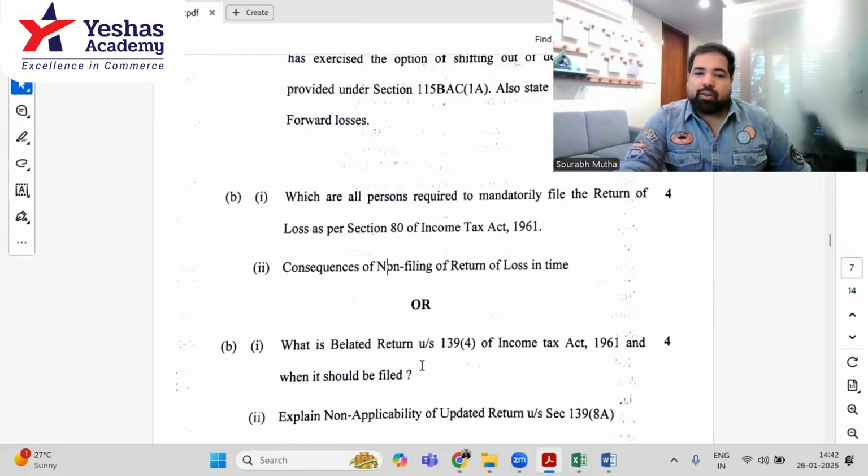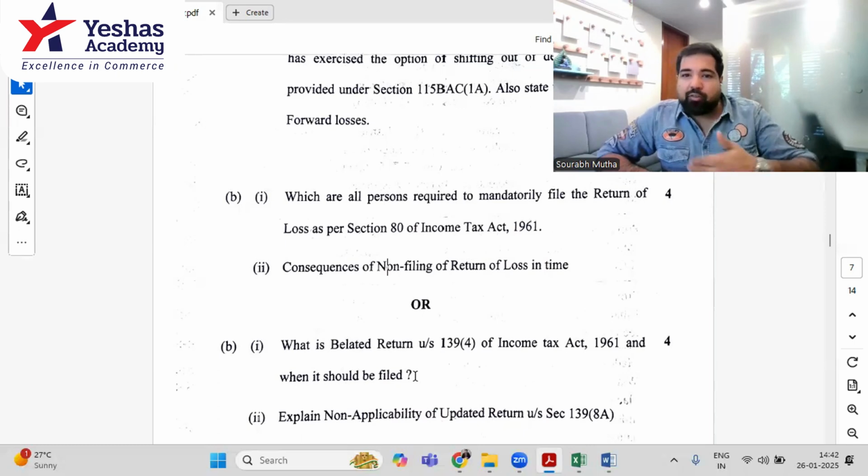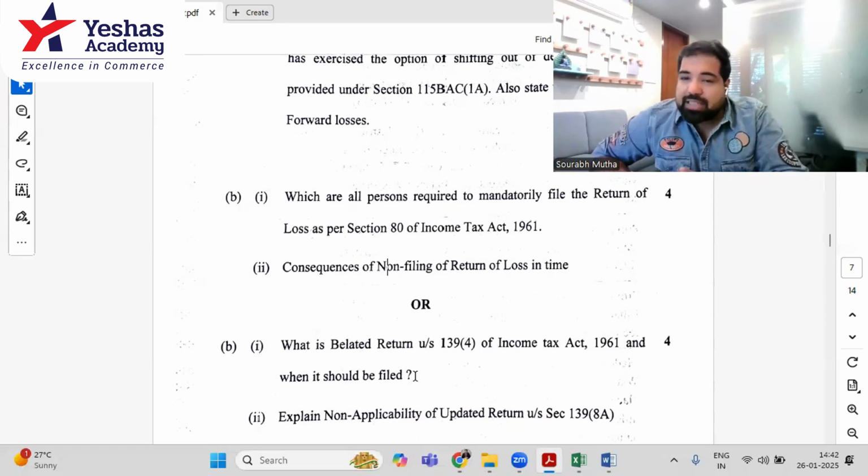Next, what is a belated return? A belated return is a return which is filed after the due date, which is given under section 139(1). It can be filed by 31st December or till assessment, whichever is earlier.